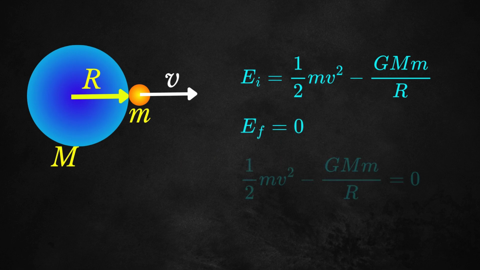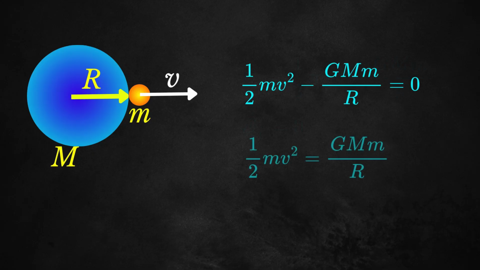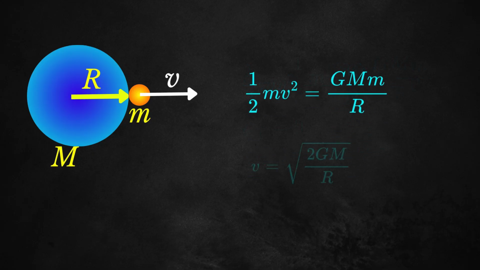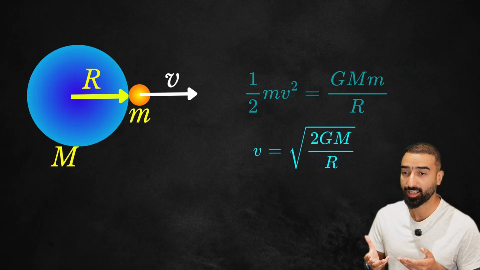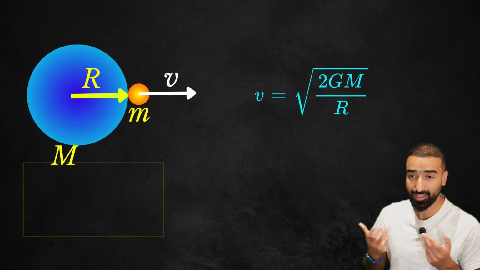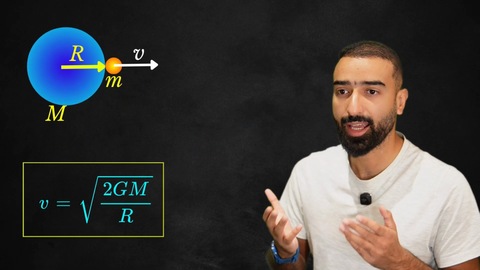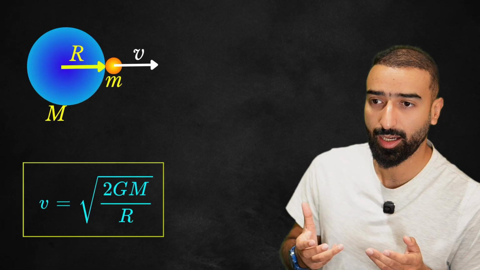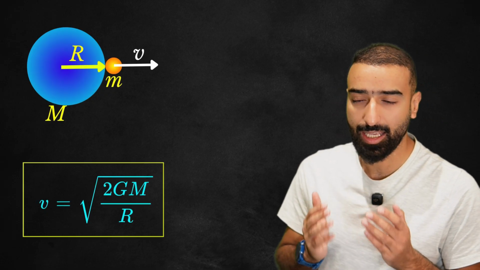Solving for v, we get v equals the square root of 2GM over R. Notice that the mass of the projectile cancels out. This means a heavy and a light projectile escape at the same speed.